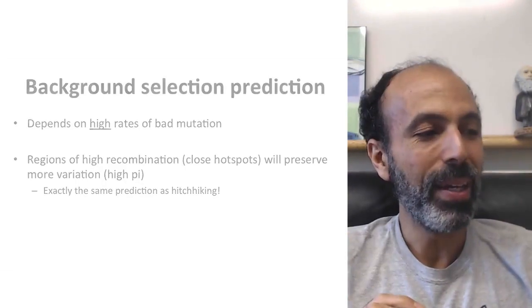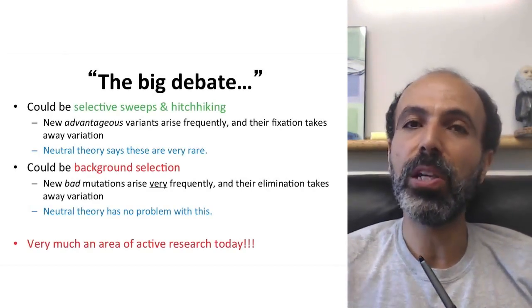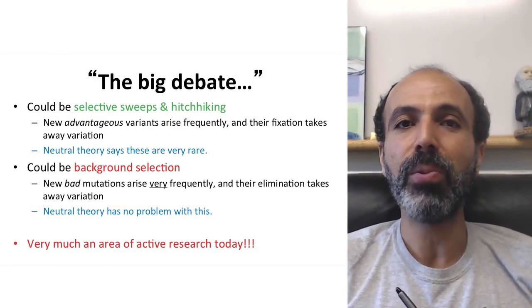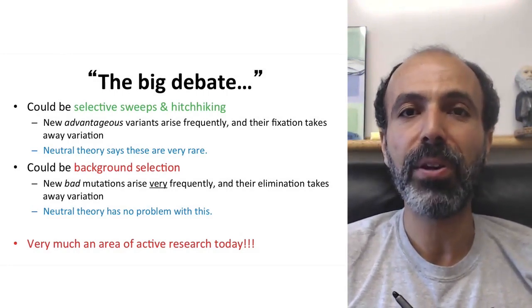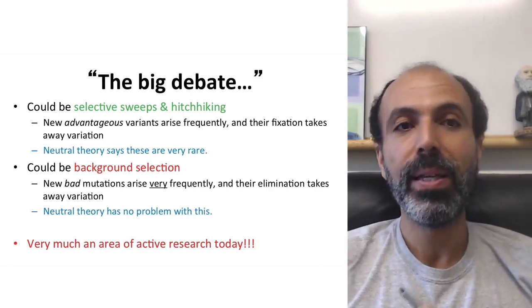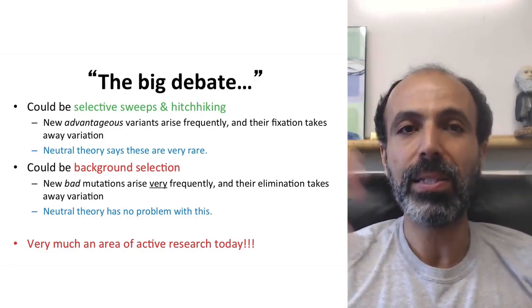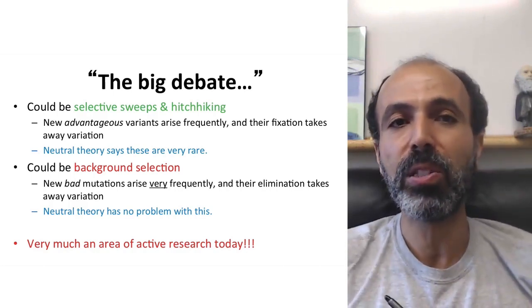So where are we? Well, this is kind of a big debate. We see this association between recombination rate and nucleotide variation as measured as pi. Now, it could be that's resulting from selective sweeps, that these new advantageous mutations are arising fairly frequently, and as they spread and fix, they're taking away most of this variation.